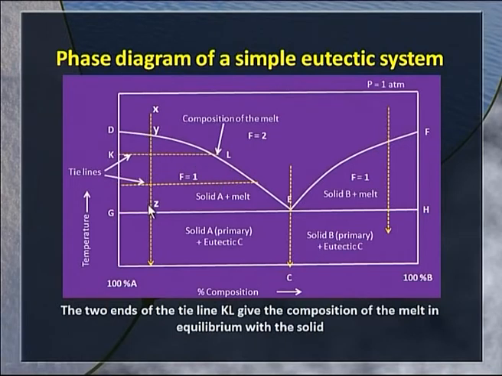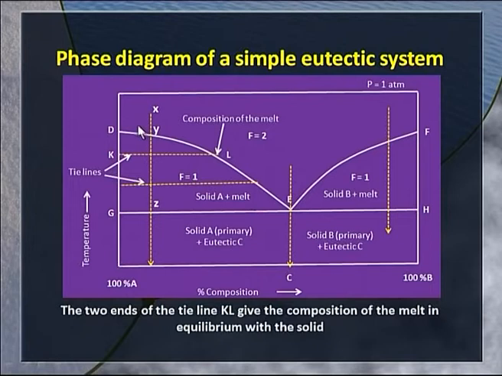But if you stop just above point Z and separate out whatever solid has come out, it will be pure solid A. Similarly, on this side, it is possible for you to separate solid B. But if the temperature comes down and touches the horizontal line, which we called the eutectic temperature, you will have solid A and solid B together.